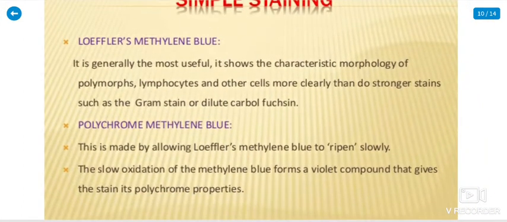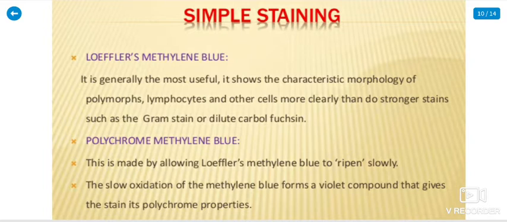Then simple staining methods. This is the first step in the simple staining method. Methylene blue. First, methylene blue. It's one of the dyes. It is generally the most useful. It shows the characteristic morphology of polymorphs, lymphocytes, and other cells more clearly than stronger stains such as the Gram stain or dilute carbol fuchsin.